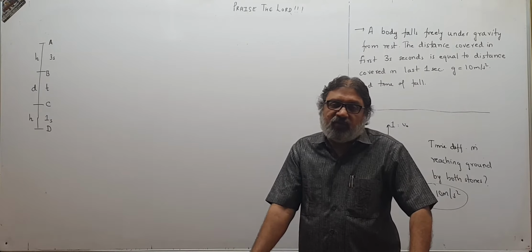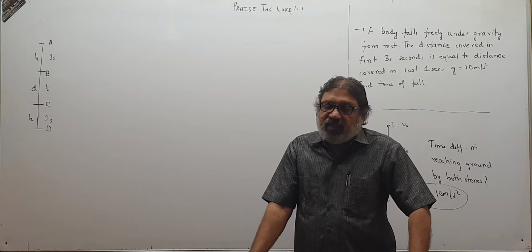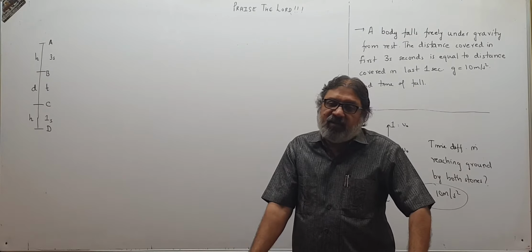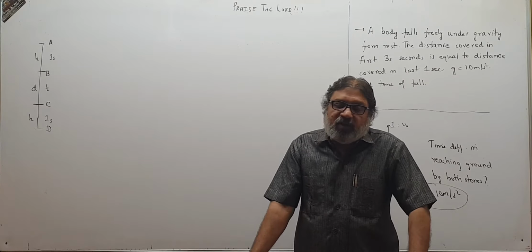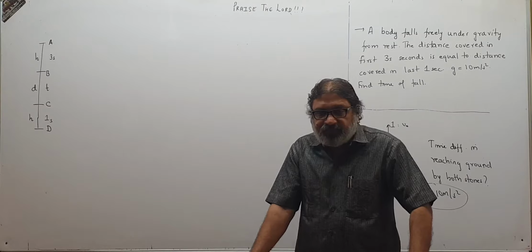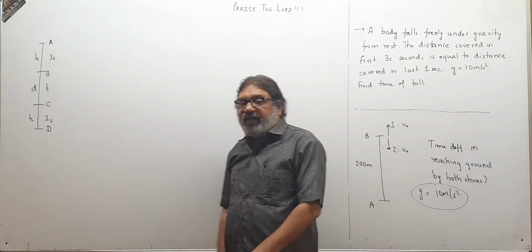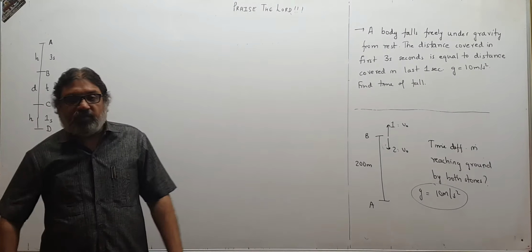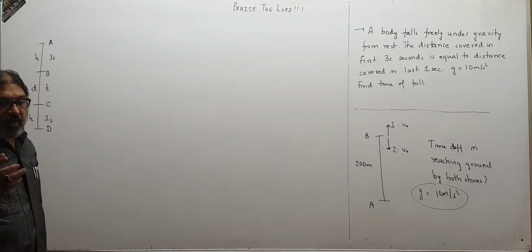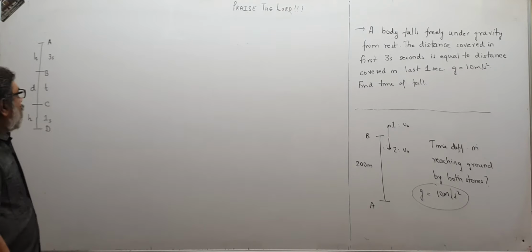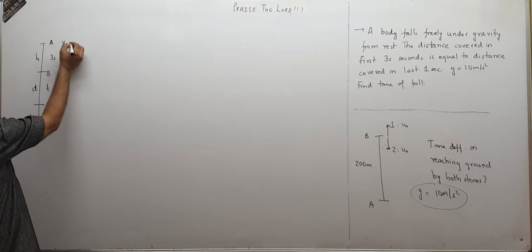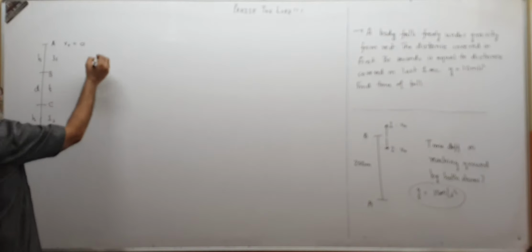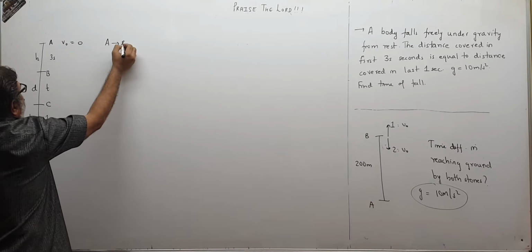We are using distance and displacement because here the body is traveling in one dimension and in one direction only. So displacement and distance will mean one and the same thing. So instead of displacement I can use the word distance. That makes no difference because the body is traveling in one dimension and it is not turning about. So here the velocity is 0, falls freely. So first I go from A to B.